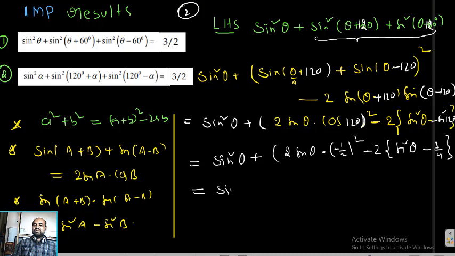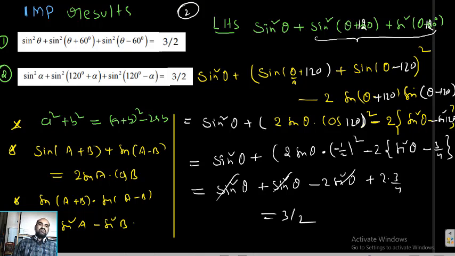This is same as sin square theta, half gets cancelled, plus another sin square theta minus 2 sin square theta plus 2 into 3 by 4. These two get cancelled, again we get 3 by 2. So students should remember: sin square alpha plus sin square of 120 degree plus alpha plus sin square of 120 degree minus alpha is also 3 by 2, alpha, theta, whatever it may be. So these results are important for us. Important result.